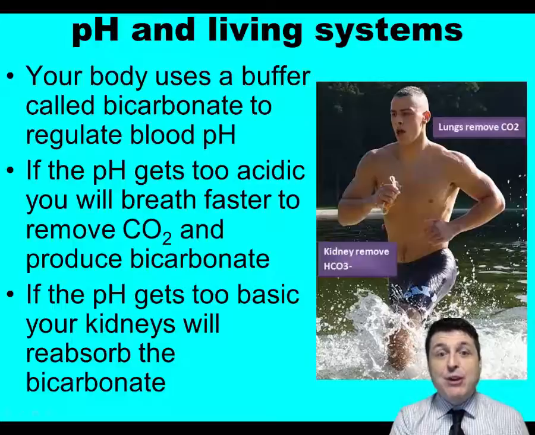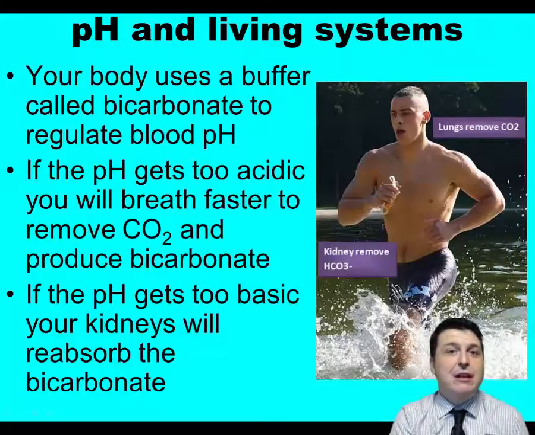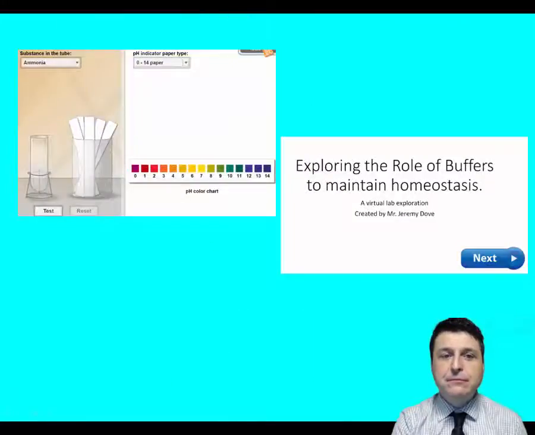Now, sometimes we overcompensate, and our blood gets a little too alkaline. To compensate for that, our kidneys kick in, and they reabsorb some of that bicarbonate to allow the pH to go back down to a normal state. So there's a constant back and forth in our body to try to maintain that blood pH so that it stays optimal, allowing us to live.